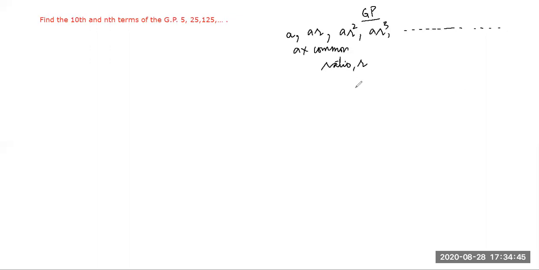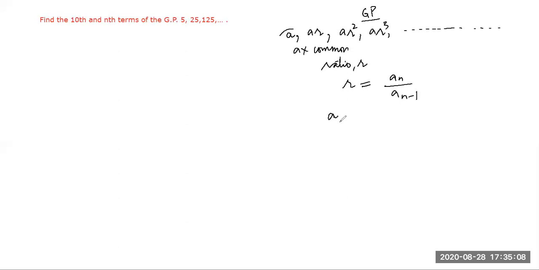Okay? So how can we find the value for the general term? The common ratio first of all. How can we find the common ratio? It is equal to an divided by the previous term, an minus 1. And this an should not be the first term. It should be minimum the second term. Then we have the general term in a GP.